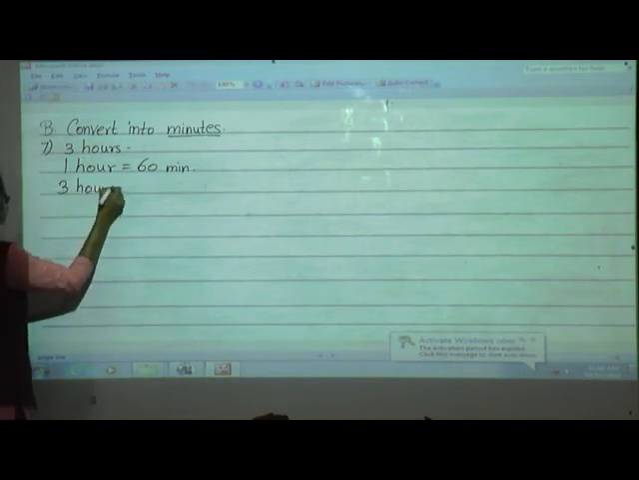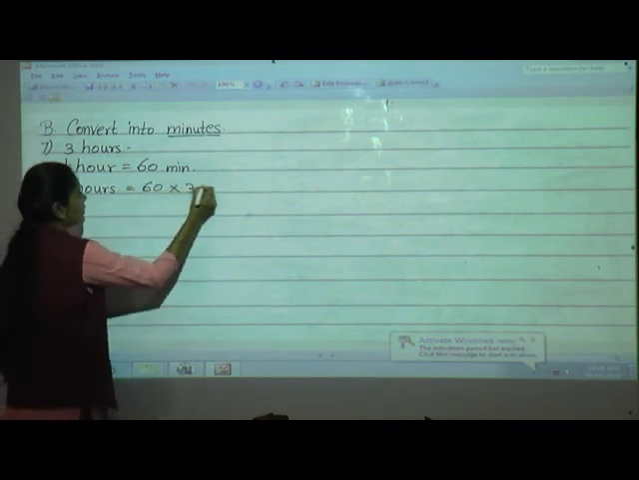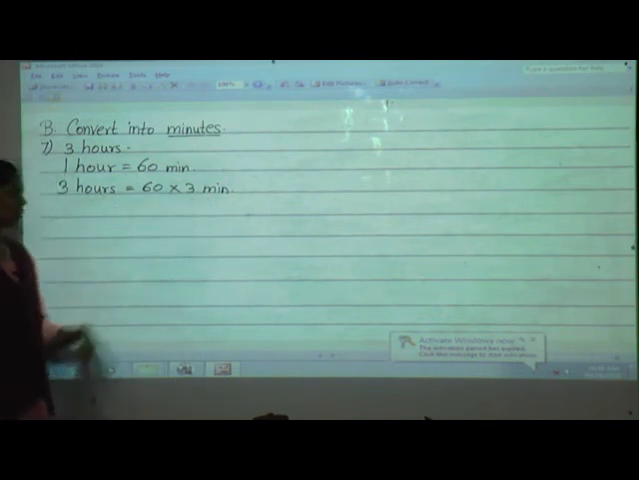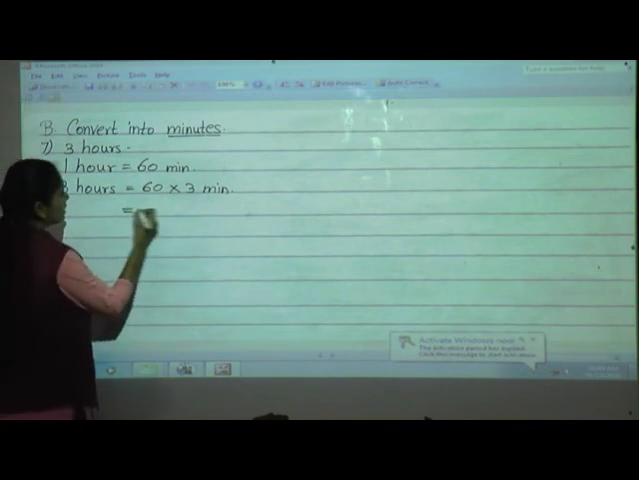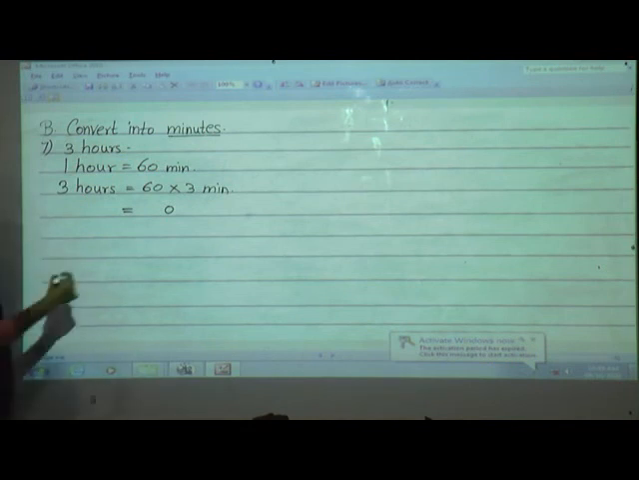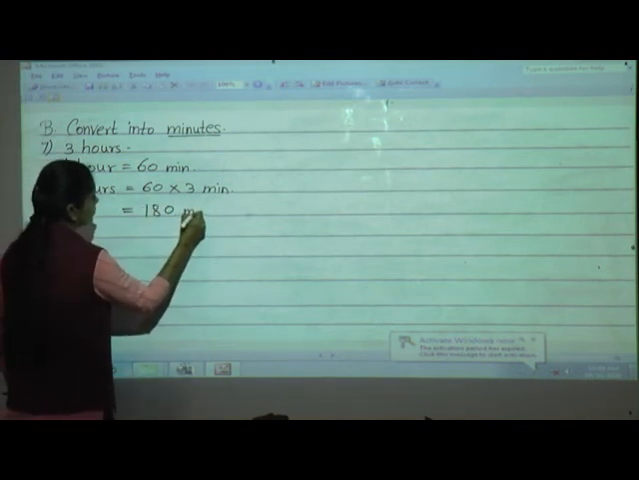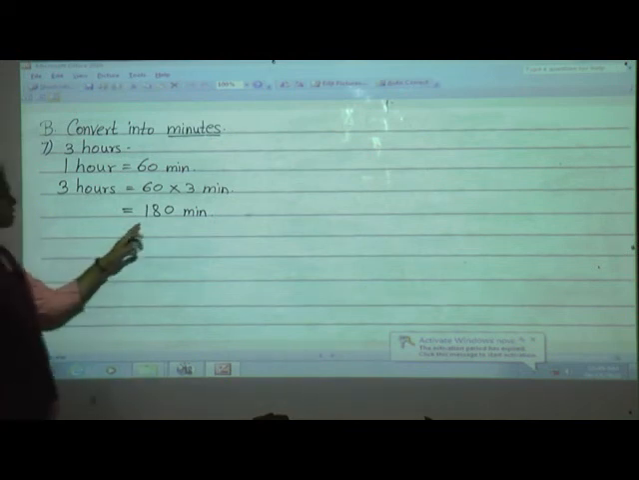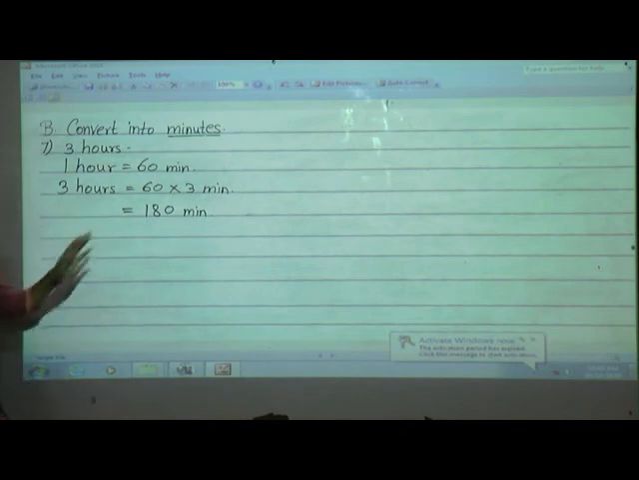3 hours is equal to 60 into 3, because 1 hour is equal to 60 minutes. Do the multiplication. 60 into 3. Yes. 3 into 0, 0. 3 6s are, yes, 18. Correct. So 3 hours is equal to 180 minutes, because 1 hour is equal to 60 minutes. So 3 hours is equal to 60 into 3. After multiplication you will get the answer 180 minutes. So 3 hours is equal to 180 minutes.